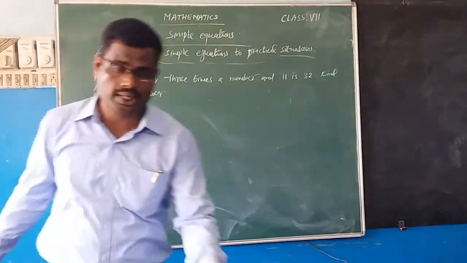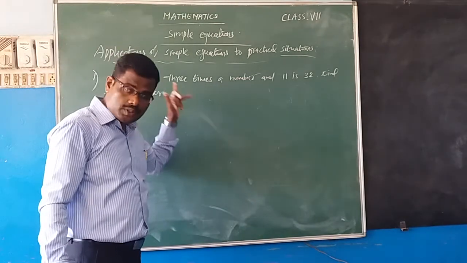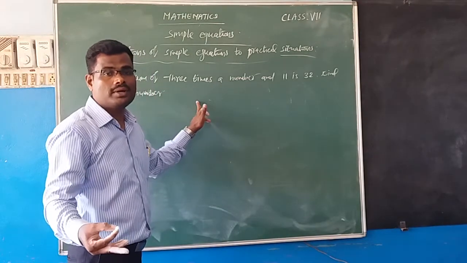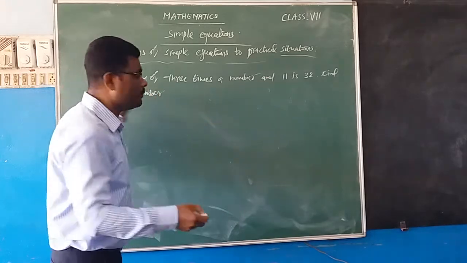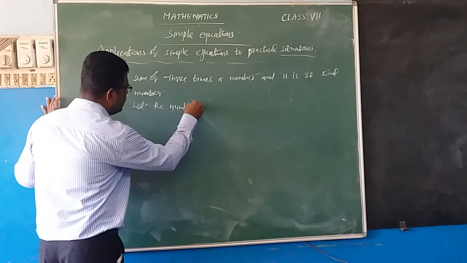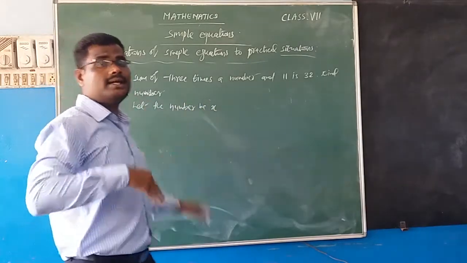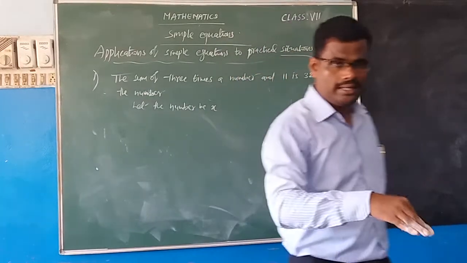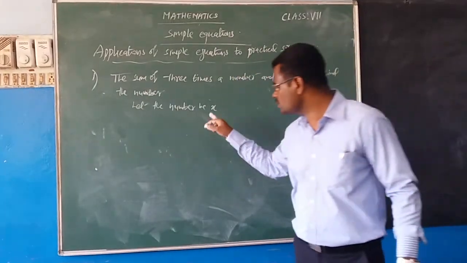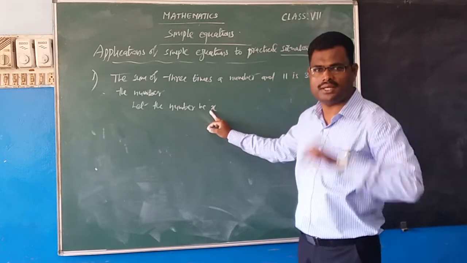The number is not given. If the number is not given, hereafter we need to consider, let the number be x. Let the number be y. Let the number be a. Let the number be b. So we need to take English small alphabets. These are called variables.